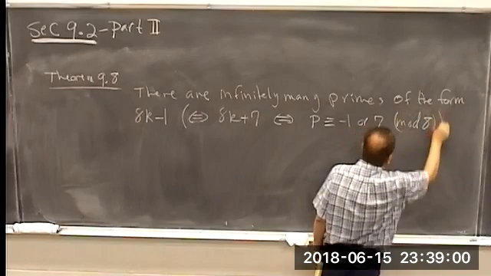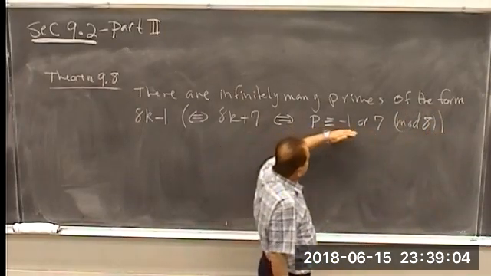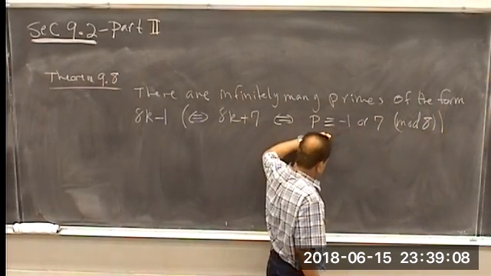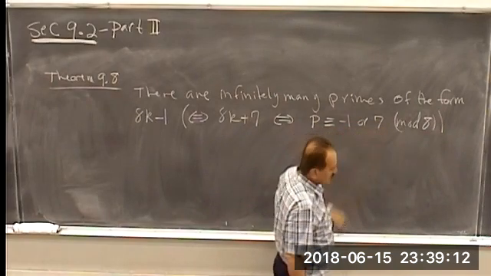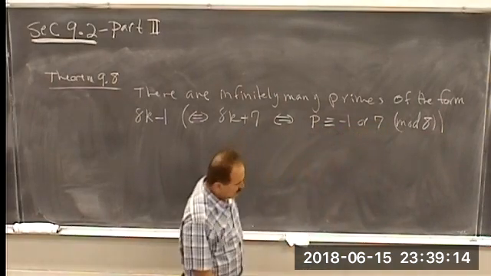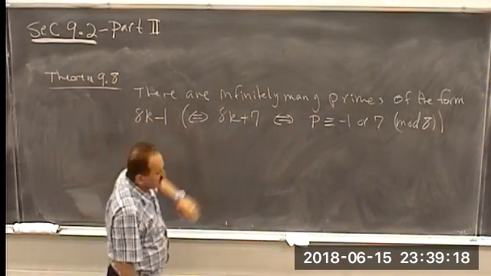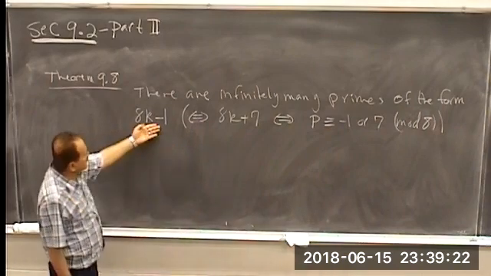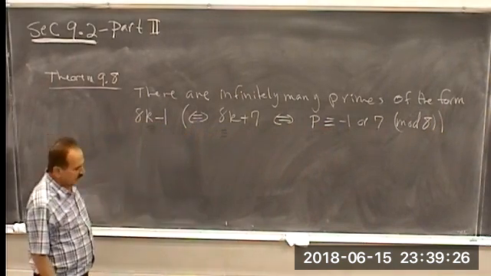I want to describe it in terms of mod 8. P congruent to -1 mod 8 is the same set of primes as P congruent to 7, because -1 is congruent to 7 mod 8, all right? Or if you're in the form 4k or 8k plus or minus some number, these are the same. So in the book it is stated this way.